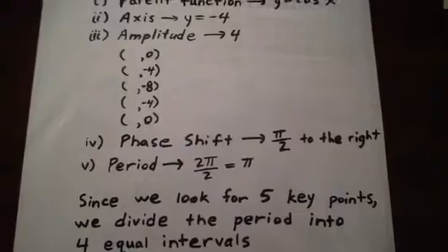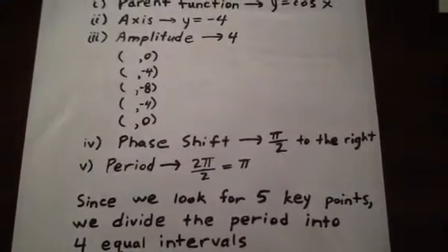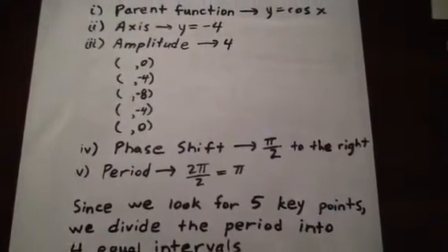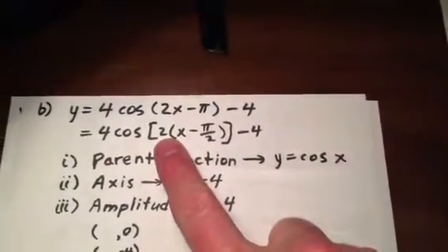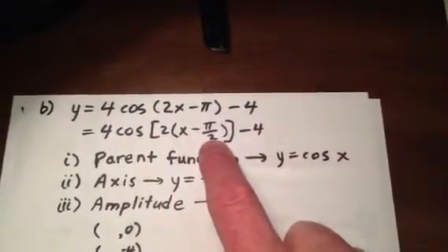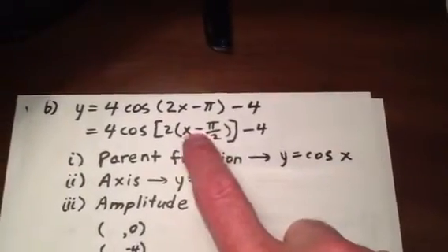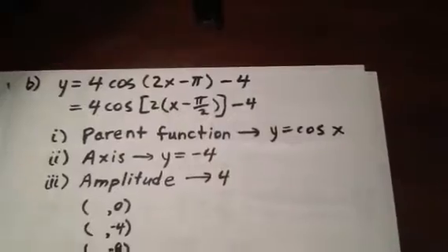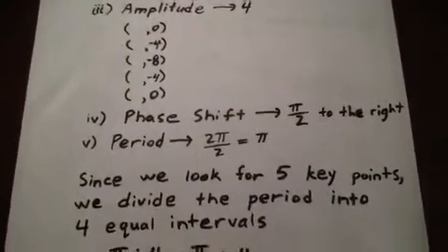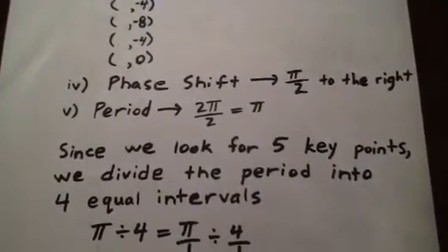We have our y coordinates, and now we take a look at our x coordinates. Our phase shift is pi over 2 to the right. We got that after factoring the 2 out of the argument, by looking at having x minus pi over 2. So in other words, we had a d value of pi over 2. That's our phase shift, and that's going to be our initial x value.